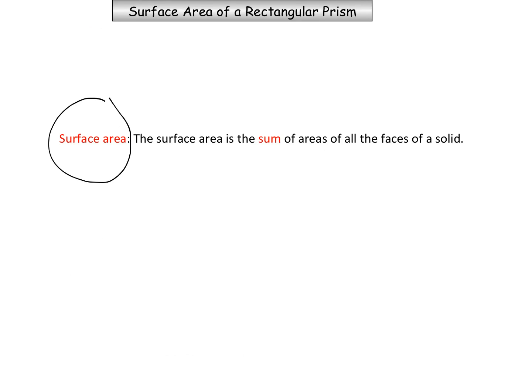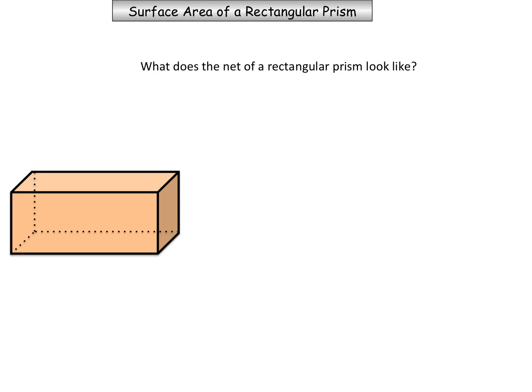In this video we're just going to have a look at the rectangular prism, and we'll see what happens when we unravel a particular prism. What I mean by unravel is, what does the net of a rectangular prism look like? Try and visualize in your head what the prism looks like, and that will help us work out the surface area.